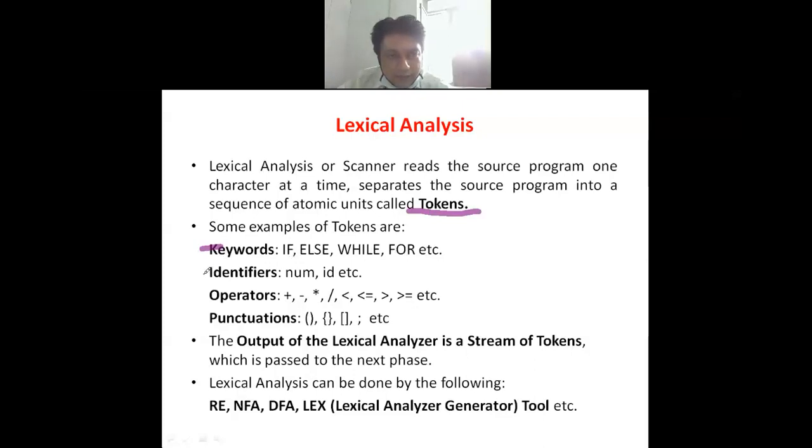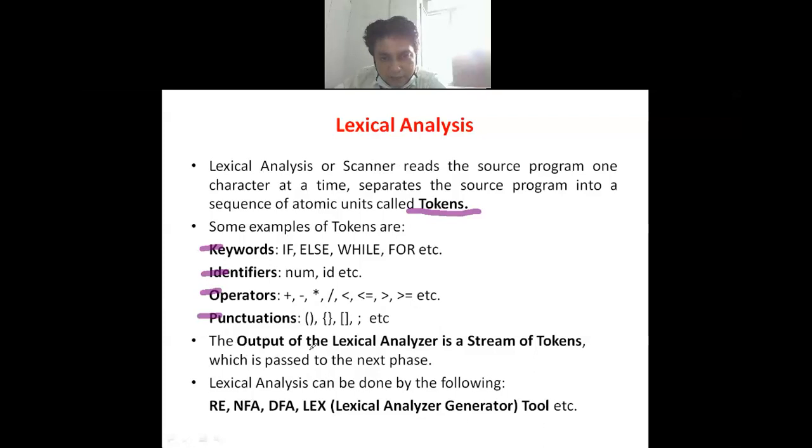Identifiers like num, id, etc. Operators like plus, minus, into, divide, less than or equal to, greater than or equal to, or the punctuation marks, like the brackets or the semicolon. You can remember that in a C program there are also tokens. So keywords, identifiers, operators, punctuation marks are all parts of a particular programming language, and this is basically the part done by the lexical analyzer.